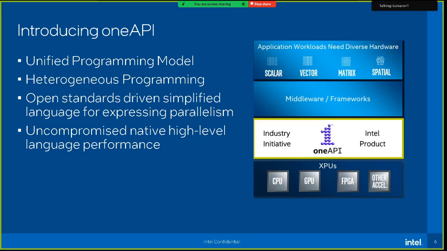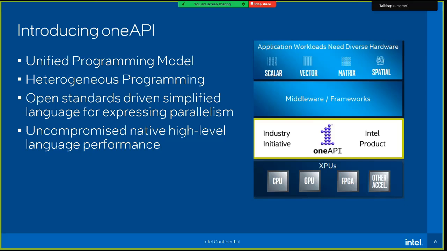So now, an introduction to oneAPI. The idea of oneAPI here is to provide you a unified programming model. So you have one single programming model which can run across all the GPU, CPU, FPGA, and all kinds of accelerators. And then it also provides heterogeneous programming. So now let's discuss what we mean by this.